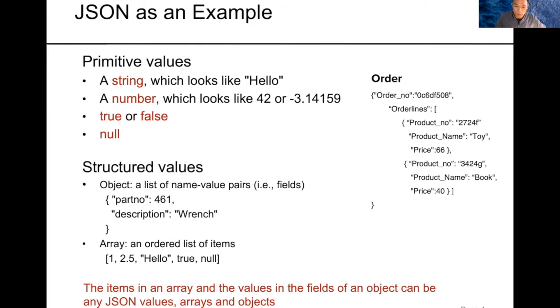For an array, it is an ordered list of items. Here we have an example of an array containing 5 items. The former 2 are numbers. The second is a string. The third one is a Boolean value, and the last one is the null value. The items in an array and the value in the field of an object can be any JSON values, arrays, and objects.